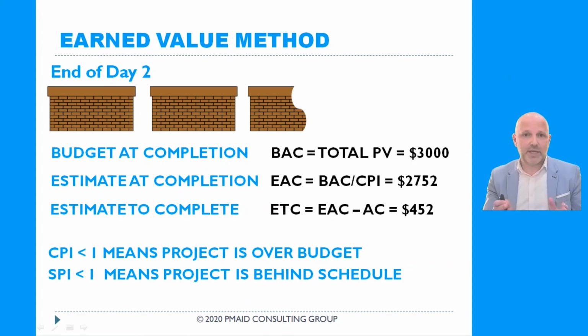Just to summarize, I want to mention that the key indicators are cost performance index and schedule performance index. Cost performance index is used for the cost control. And if it is lower than 1, it means that the project is over budget. If it is greater than 1, it means that the project is under budget. Schedule performance index is used for schedule control. If it is lower than 1, it means that the project is behind schedule. If it is greater than 1, it means that the project is ahead of schedule.